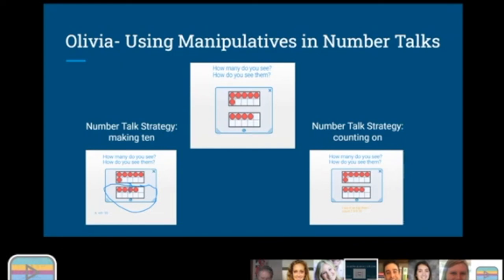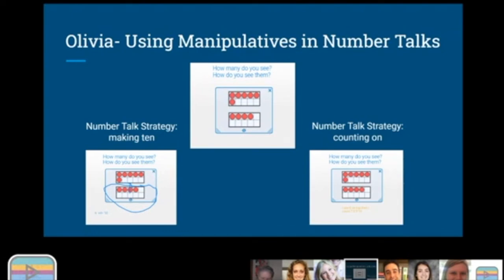One student even shared his strategy by pretending he was a teacher, which was super cool. He created a video and sent it to me explaining his thinking. He was telling me how many dots he saw and how he saw them. So that was super cool as well.